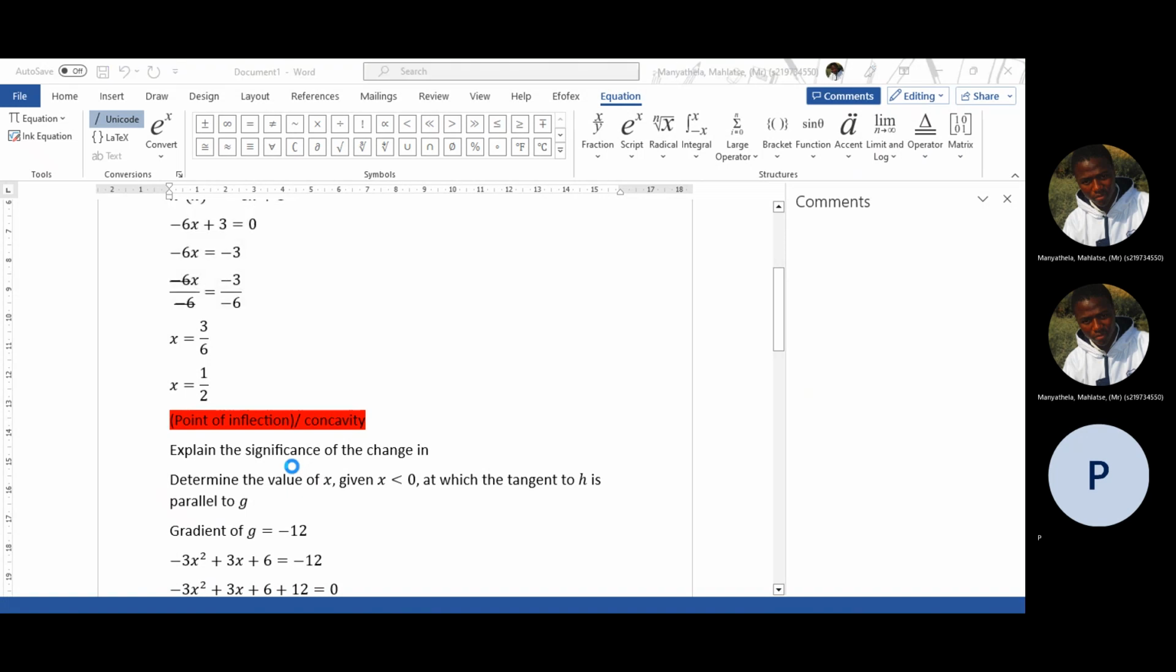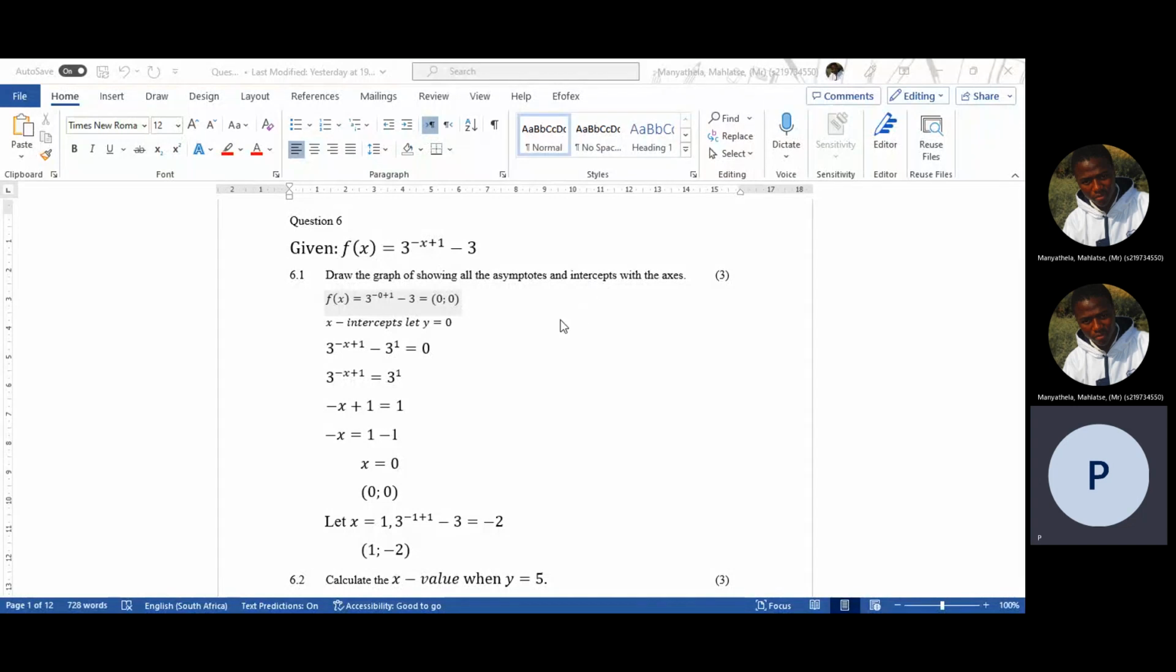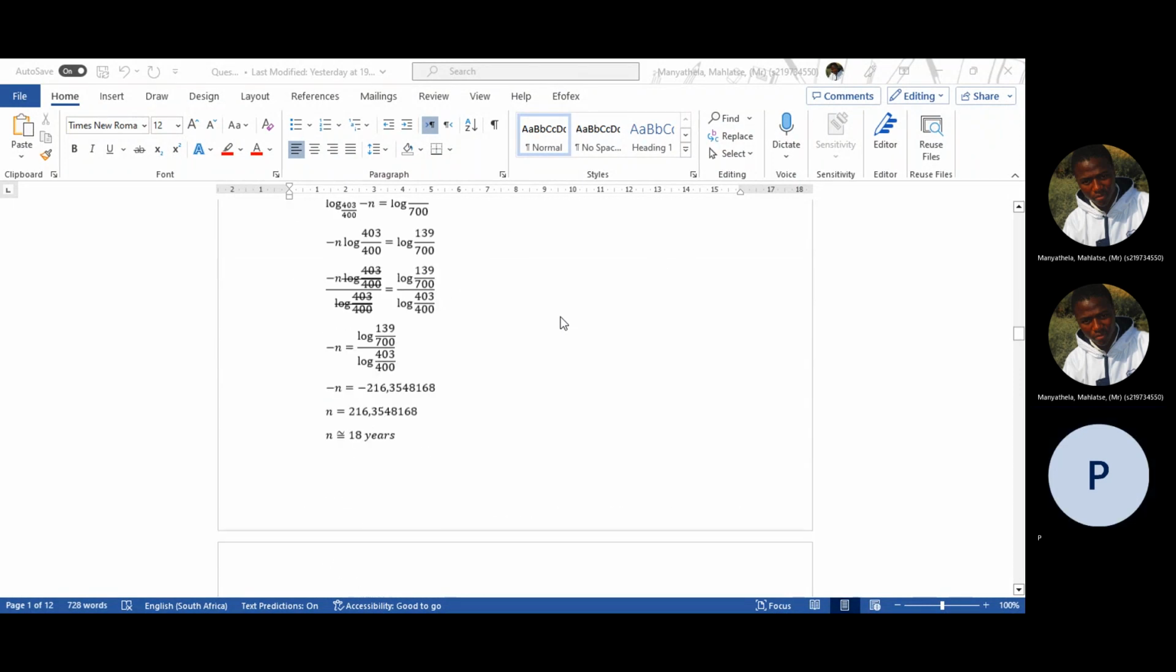Okay, let's proceed to the next question at hand. So I'm going to switch my screen because this one is a diagram. I take it that you can see. Yes. Okay.